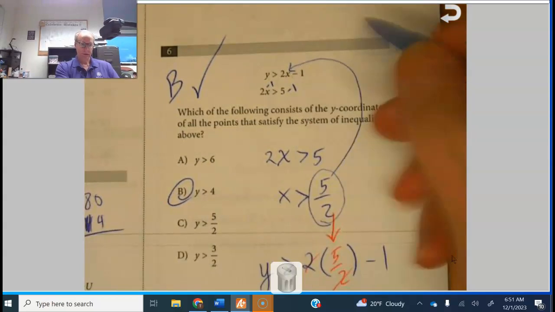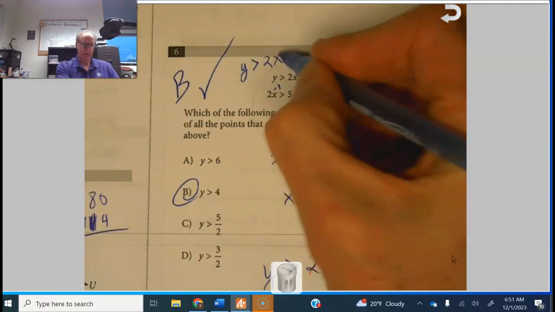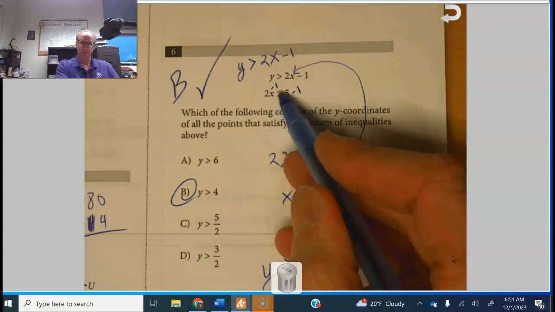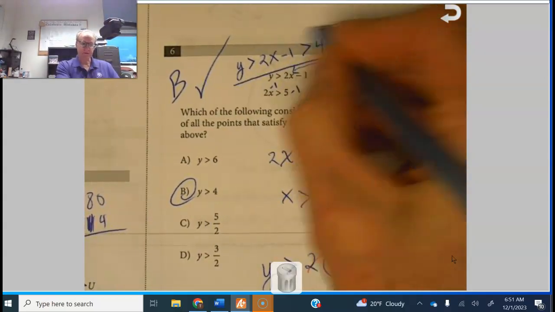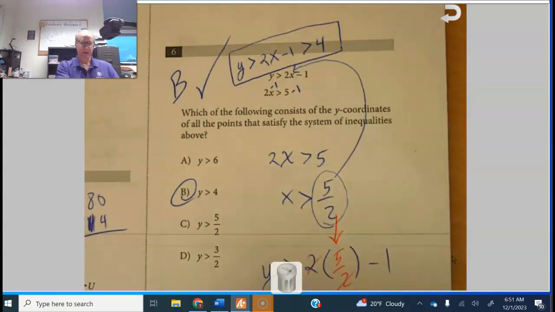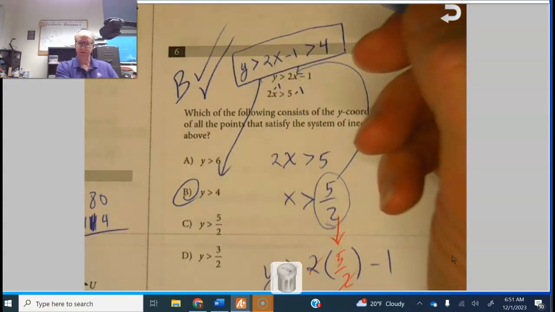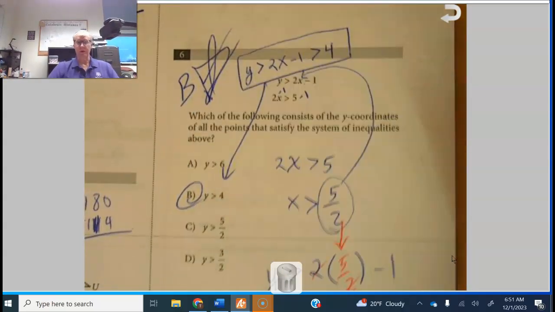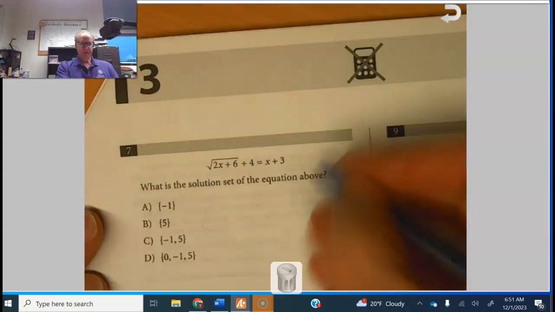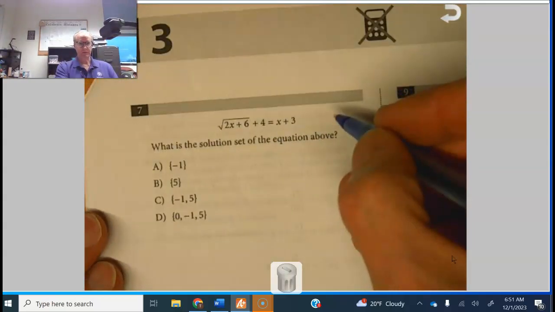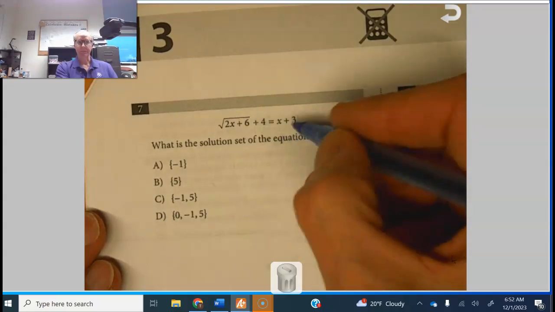Watch what I'm going to do. Y is greater than 2x minus 1. And it says down here that 2x minus 1 is greater than 4. This is something like a transitive property of inequality, which again gives me my y is greater than 4. And at this point, I've double checked it. I am very sure it's right, and I move on. Number 7 looks like you're going to be looking for a solution set for the equation above.